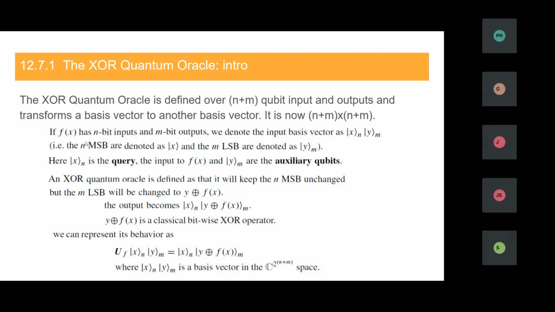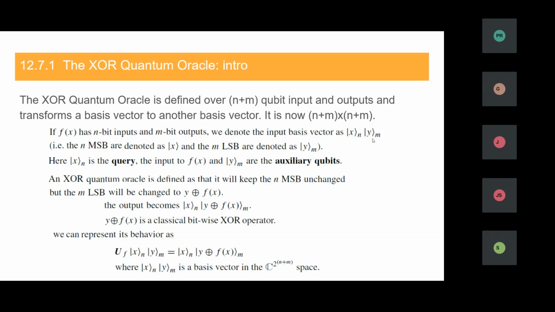This is exactly what I mean to say. I've got n inputs and m outputs. We now create a complete input basis vector which is x^n y^m. Remember, these y's are the so-called output bits, m output bits. I combine both of them together and create an enlarged vector, right? Notice that the MSB is denoted by the n inputs and the LSB, which are m, are denoted by y^m. So these are the least significant bits.